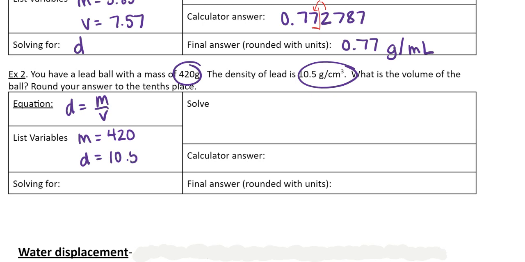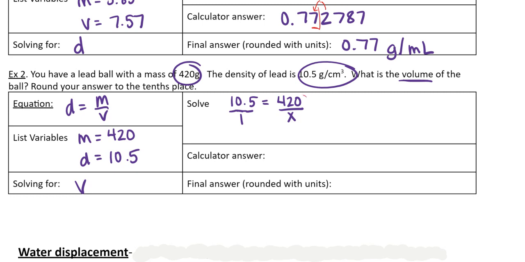So 10.5 there. So then the question says, what is the volume? Notice that they didn't give me a volume, so that must be what I'm solving for. So watch how we put this in. This number is the density. I know the mass is 420 and the volume is on the bottom and I don't know it. To make this easier to solve, put this over 1.